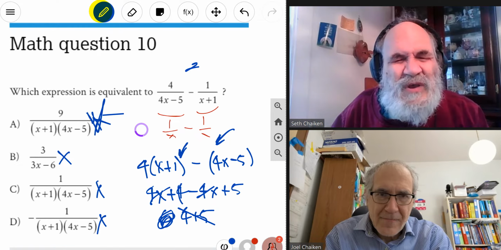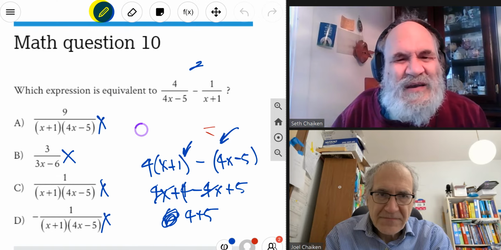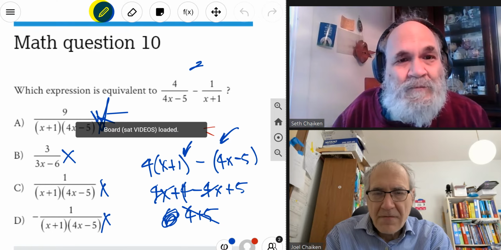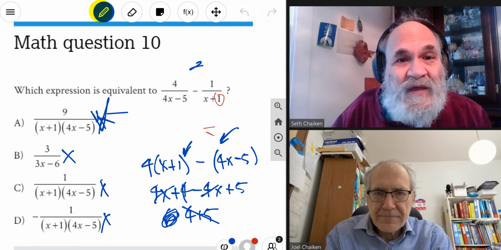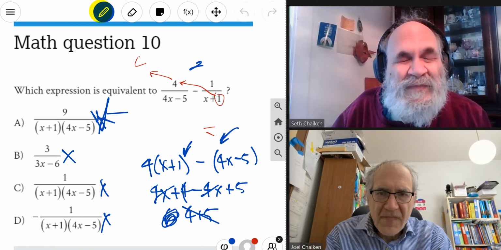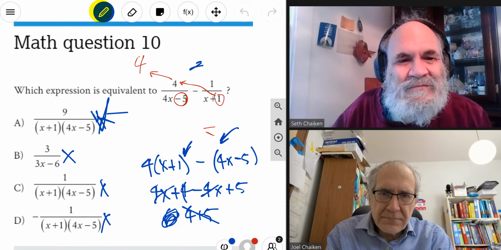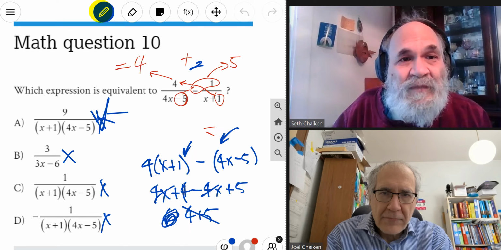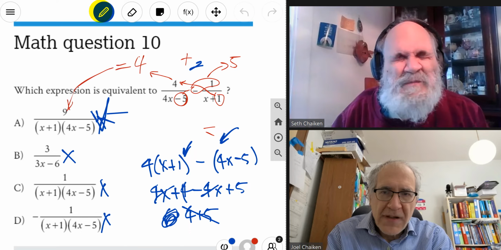Here's how I would do it with my eyes. I would see the 1, and the 1 gets multiplied by the 4. You get 4. And then I see the minus 5, and the minus 5 gets multiplied by the minus 1 to get 5. 5 plus 4 equals 9.